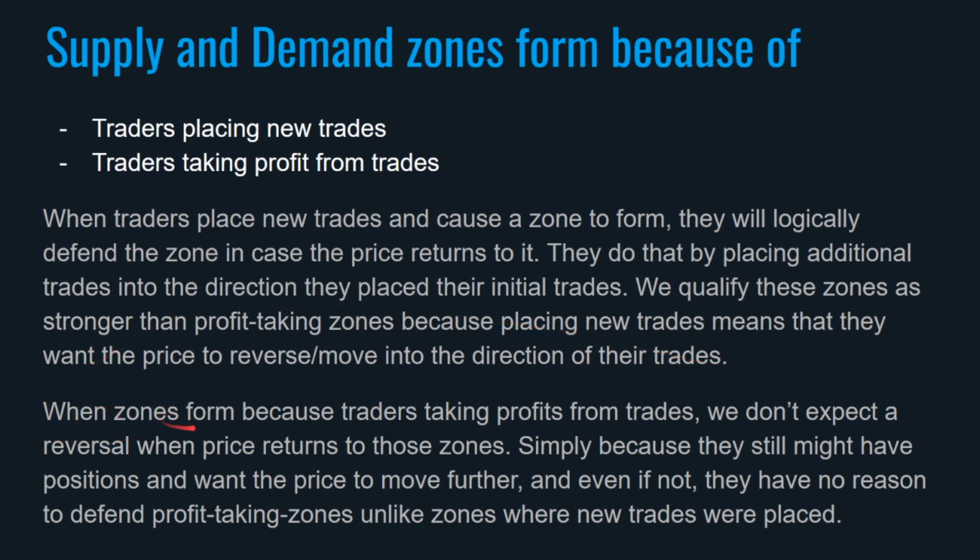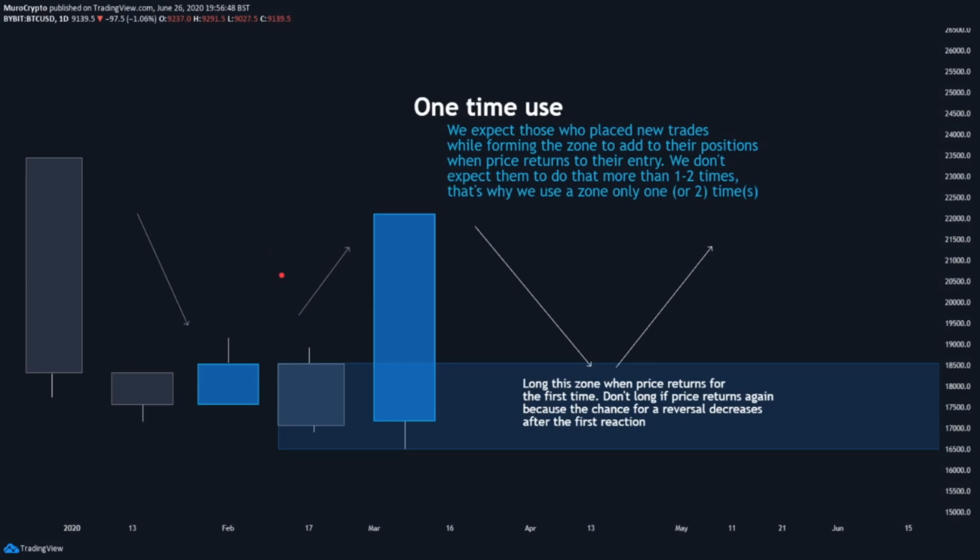When zones form because traders take profits from trades, we don't expect a reversal when price returns to those zones, simply because they still might have positions and want the price to move further, and even if not, they have no reason to defend profit-taking zones, unlike zones where new trades were placed. We use zones only one or two times, because we expect those who place new trades while forming the zone to add to their positions when price returns to their entry.